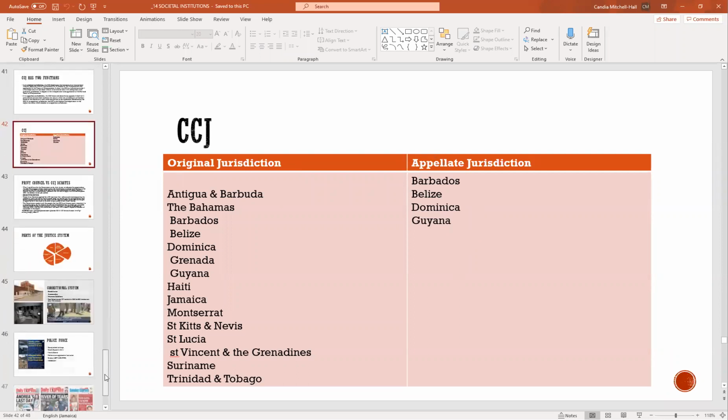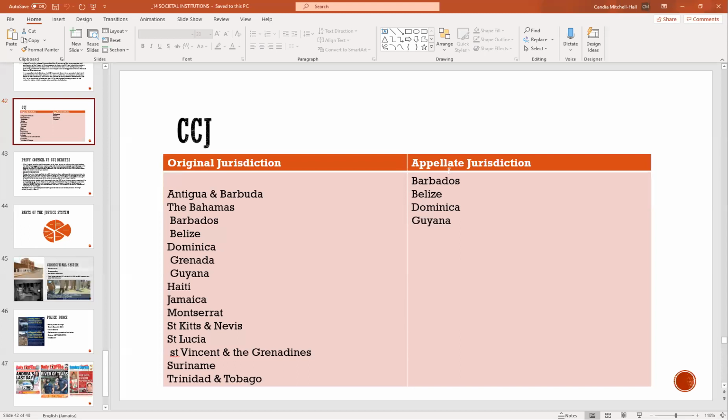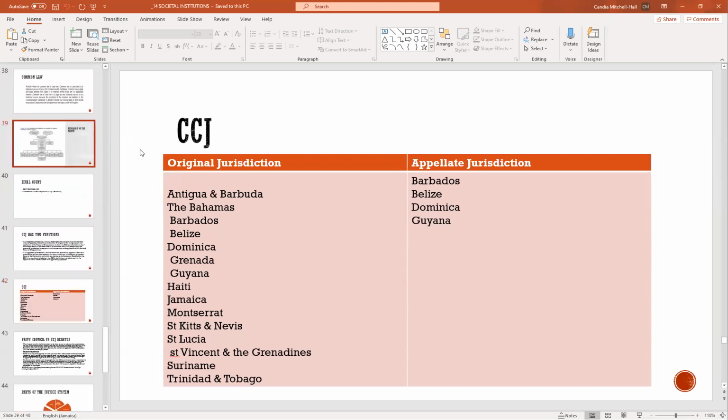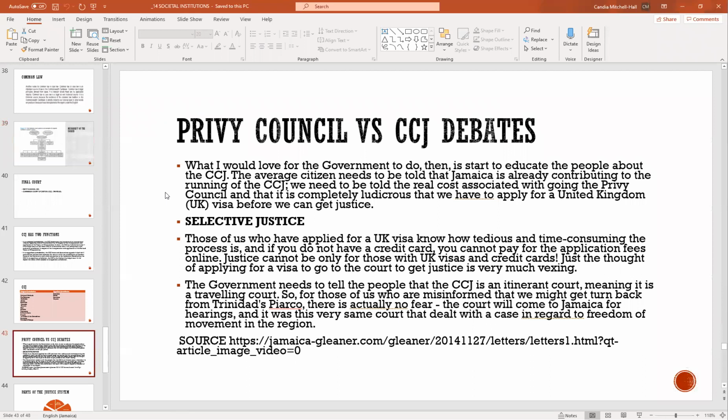All right. Next, there is debate in the Caribbean, especially in Jamaica, about whether we should remain a part of the CCJ. Should we join the CCJ in its appellate jurisdiction and remove the Privy Council from being our final court, right? The debate is good. There are good arguments on both sides of the coin.